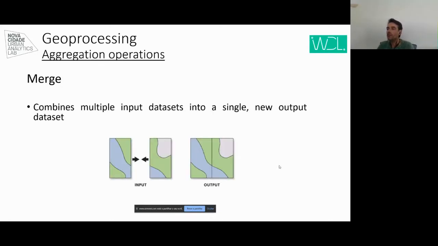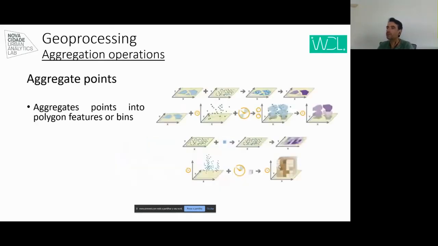We have also merge, where you can combine two data sets. For example, you could have two parts of roads that are separate. You can merge them together to combine them. Could be useful for that.